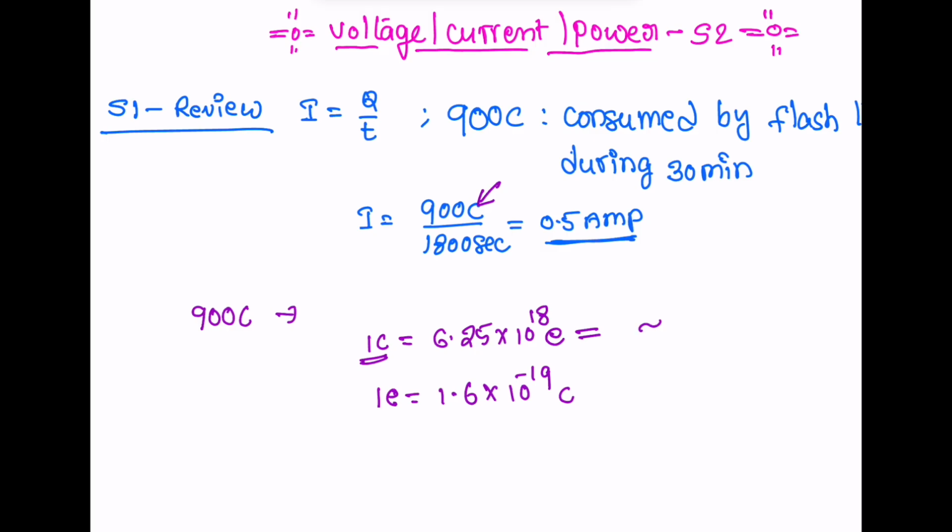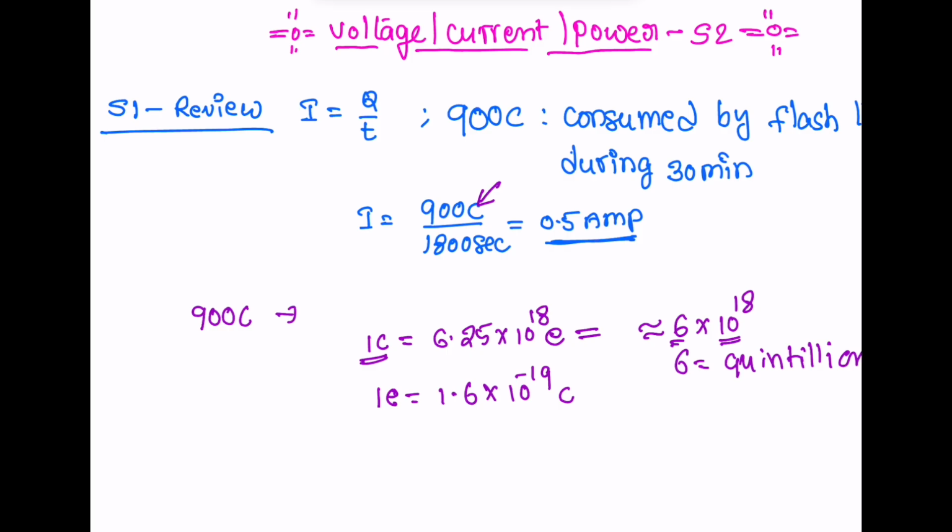Close to, let's say, 6 into 10 to the power of 18. That means 6 quintillion, and directly after 6, there are 18 zeros. That big number, that many electrons together, we count as 1 coulomb.